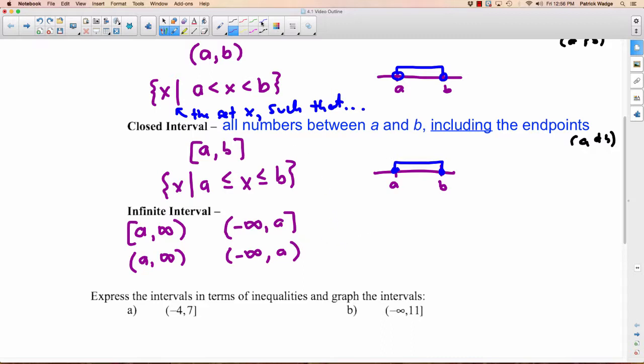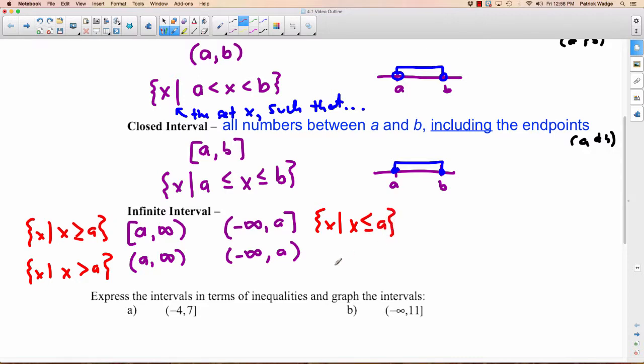The way you would write them in the other form, the set theory form, is this. For the first one, from a to infinity, we're looking at the set x such that x is greater than or equal to a. Second one, the set x such that x is greater than a, but not equal to a. Next, the set x such that x is less than or equal to a.